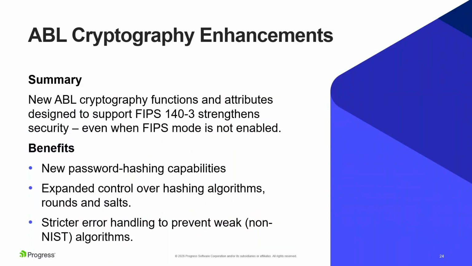The OpenEdge 13 release also introduces a set of new ABL cryptography functions and attributes that are designed to support FIPS, but also significantly improve security even when FIPS mode is not enabled. Key benefits for system admins and developers include new password hashing capabilities, expanded control over hashing algorithms, and also stricter error handling to prevent the use of weak algorithms. This enhancement can also help identify and correct insecure configurations across environments.